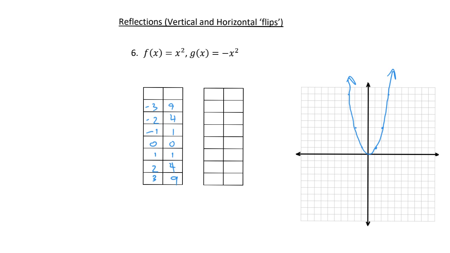And that your second graph will look like this, where the vertex or the point in that graph is in the same spot, but the graph has been flipped down. Okay, we call that a vertical reflection. It's a reflection in the x-axis.